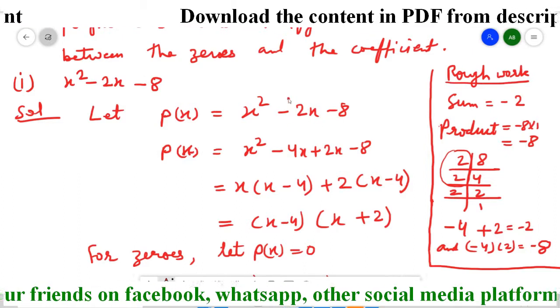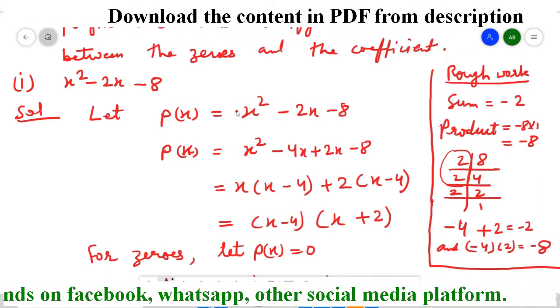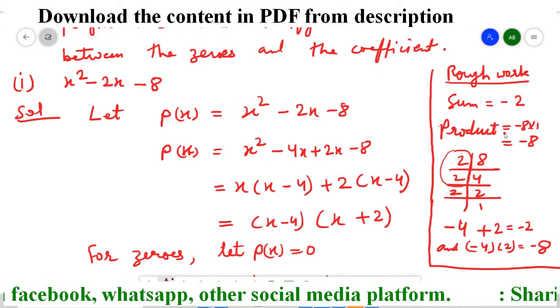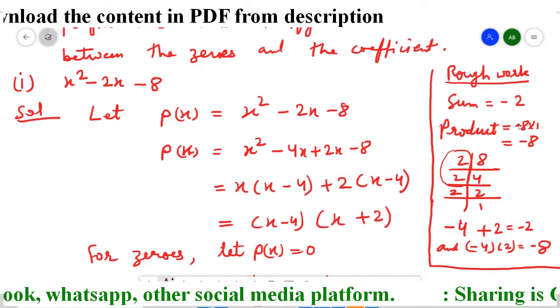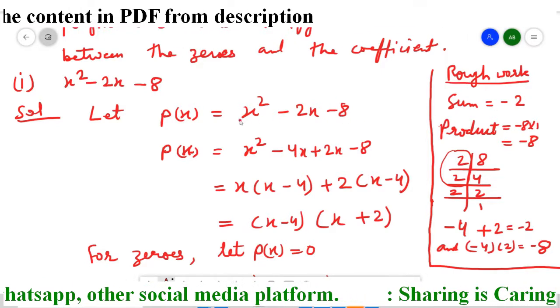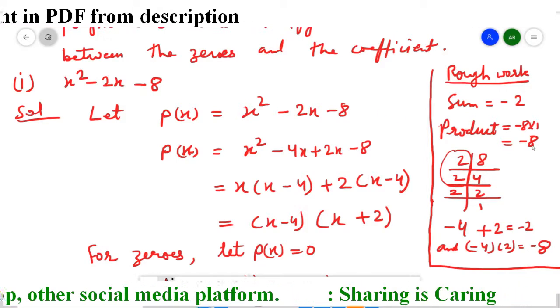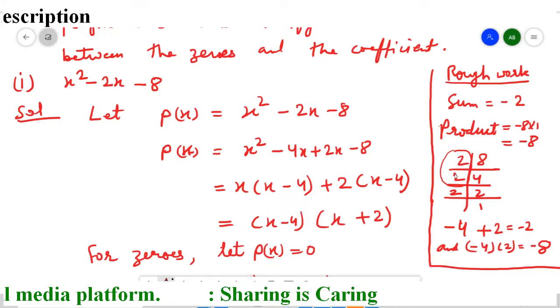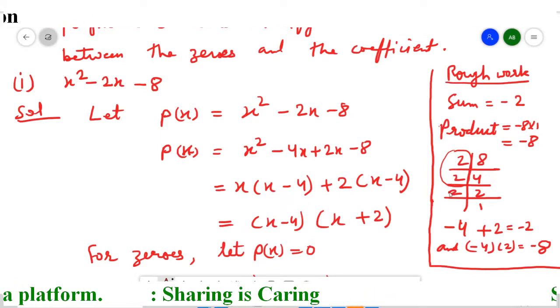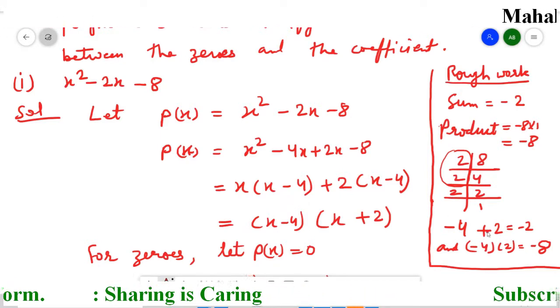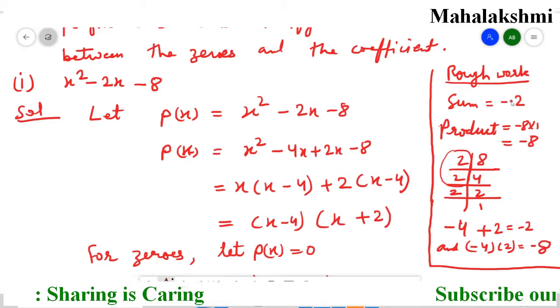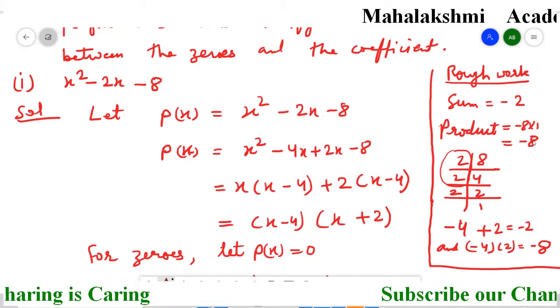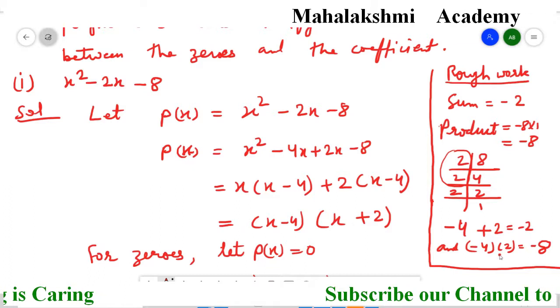In that, the middle term is named as the sum, and the product of the extremes is named as the product. So the sum is -2 and the product is -8, from here -8 and from here nothing is there, so 1 × -8. Now, this 8 you just factorize. After factorizing them you have to convert into two groups such that when you add or subtract them you must get the sum, and when you multiply you must get the product. So both conditions must be satisfied.